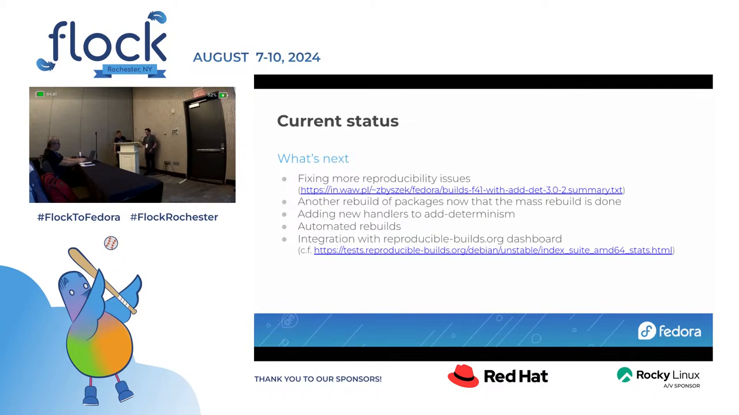We would like to do another rebuild of all the packages and update these tests now that the mass rebuild has been done. As we find new issues, we will probably end up adding new handlers to add determinism to address them. Right now, this is all done manually by Zbyszek. It'd be real nice to do this automatically, so it doesn't require human involvement. And ideally, when this is done automatically, we would like to have it integrated with the dashboards at reproducibility.org so that you can get those nice graphs that go up into the right.